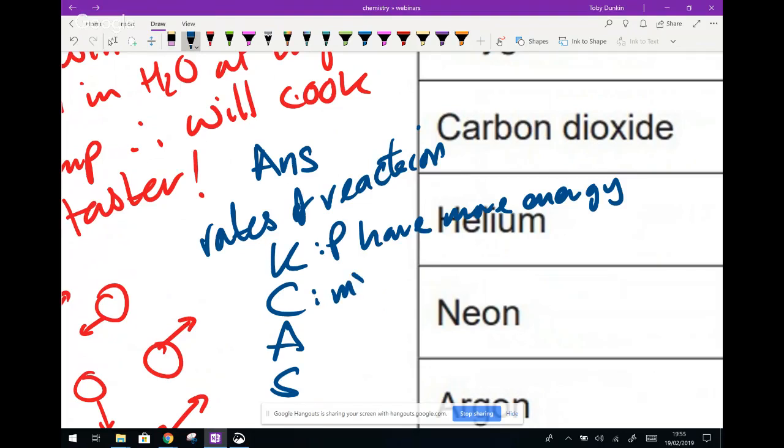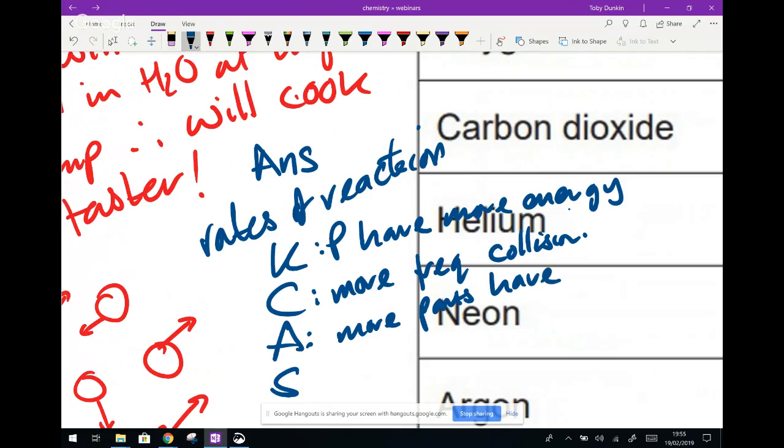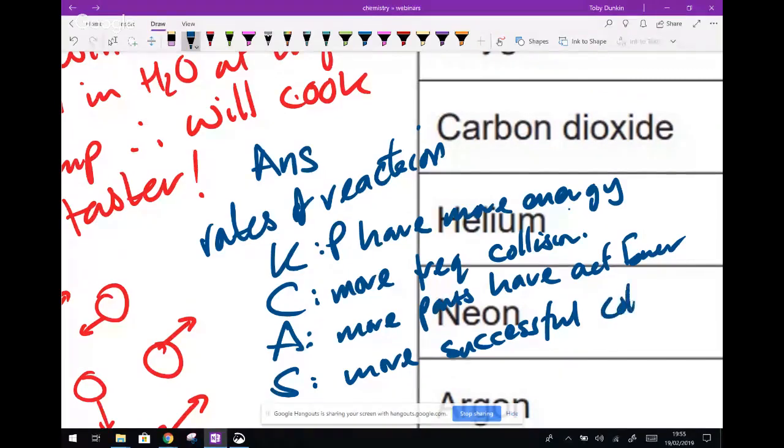Collisions. There are more frequent collisions. More particles, more parts, particles have activation energy. There are more successful collisions. We drop straight into rates in a heating and boiling curve.